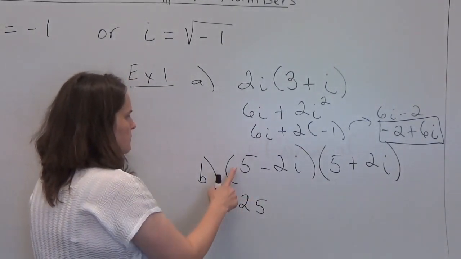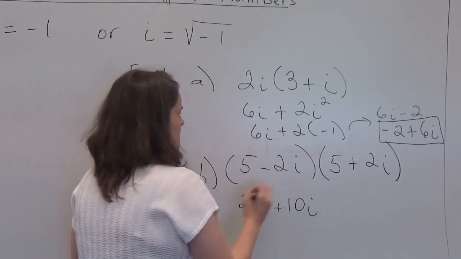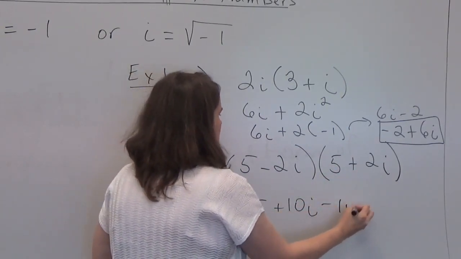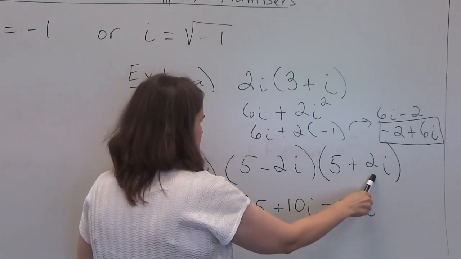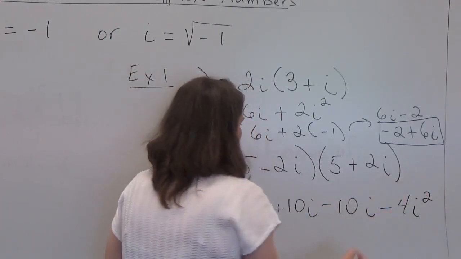Doing my outer terms, 5 times positive 2i gives me plus 10i. Multiplying inside, negative 2i times 5 is going to be minus 10i. And then I multiply my last, negative 2i times positive 2i, which is going to be minus 4i squared.